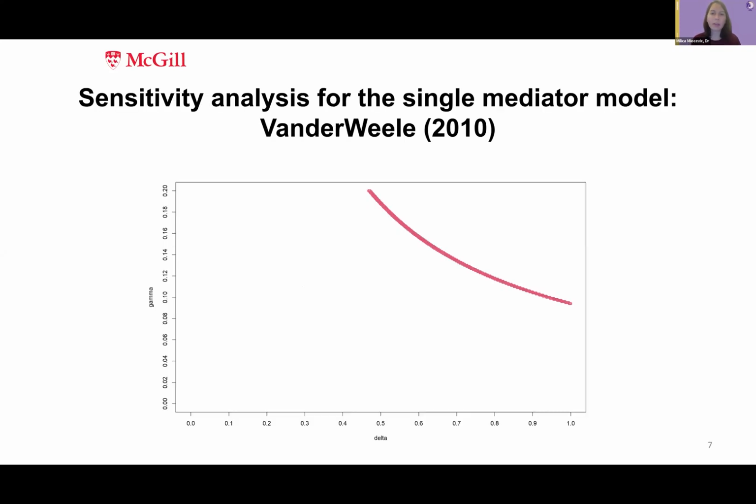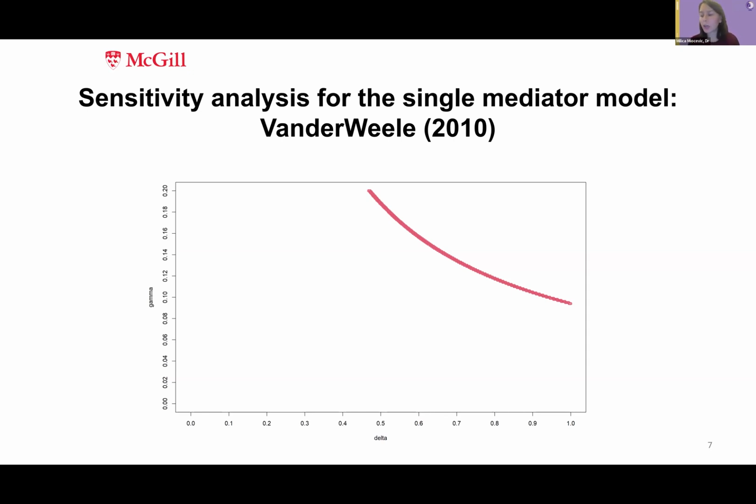So the first method is a sensitivity analysis proposed by van der Wiel in 2010. And here we have 2 parameters that we vary. On the x-axis, we have delta, which is the difference in the prevalence of the confounder in the treatment and the control condition, holding the mediator constant.